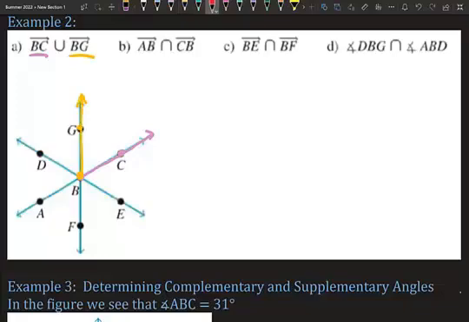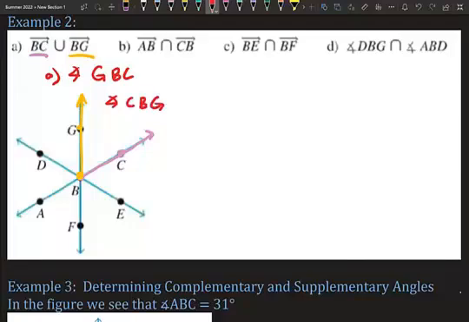And we want to union them. So if we union them, that means put them together. So when we put them together, do you notice it creates an angle? It creates an angle. So we can name this a few things. We can say that's angle GBC, goes in order, or angle CBG.